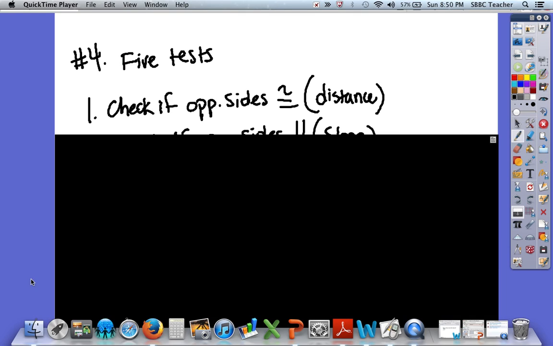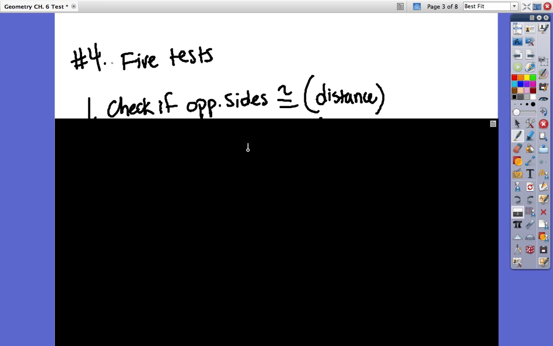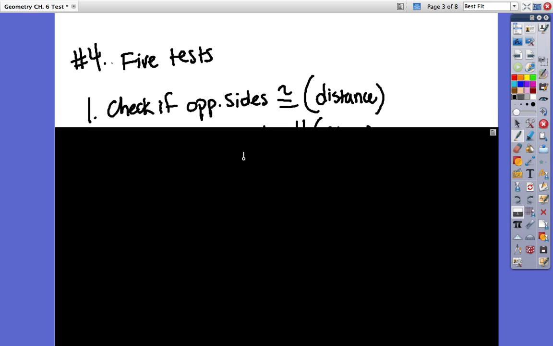Okay, so number 4 on the chapter 6 test asked: what are the 5 tests to see whether a quadrilateral is a parallelogram, and what formula must you use? Number 4 was very similar to number 3. The only difference is you were to word it differently. So instead of saying opposite sides are congruent, you're going to say to check or show if opposite sides are congruent. And the way you do that is by using the distance formula.